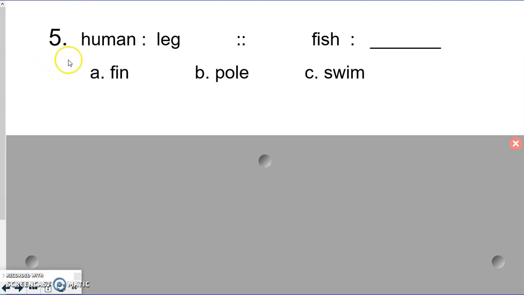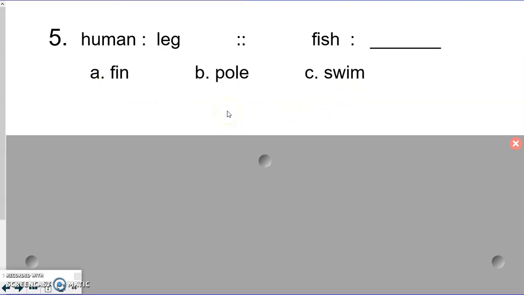This time the relationship is whole to parts. Human is the whole and leg is the part. So if we're going from whole to parts at the beginning of the analogy, we need to go from whole to parts at the end of the analogy. So human is to leg as fish is to blank. Whole to part. So look at our answer choices and show me with your fingers what you're thinking. You know what to do. Show me a 1 for A, or a 2 for B, or a 3 for C.